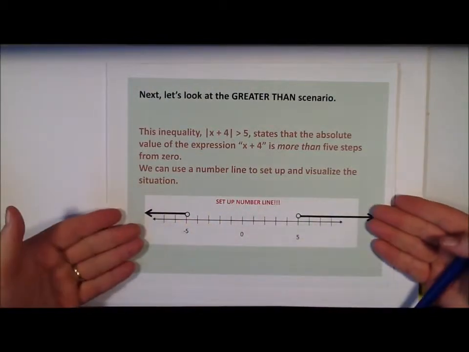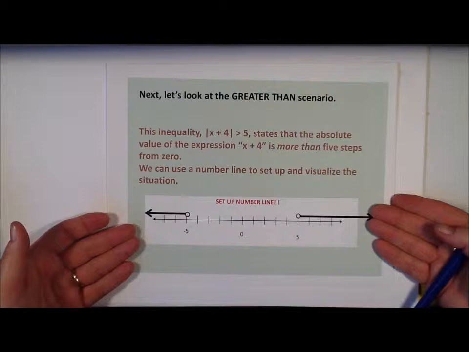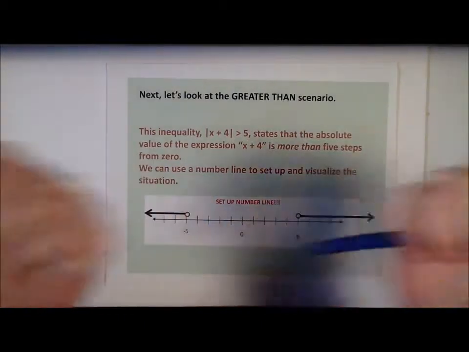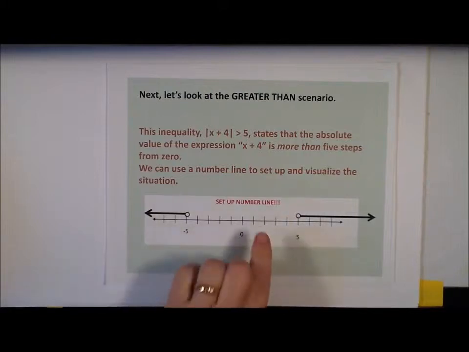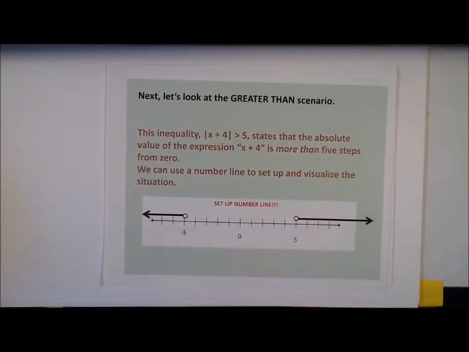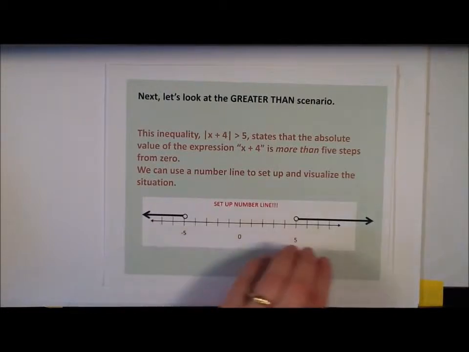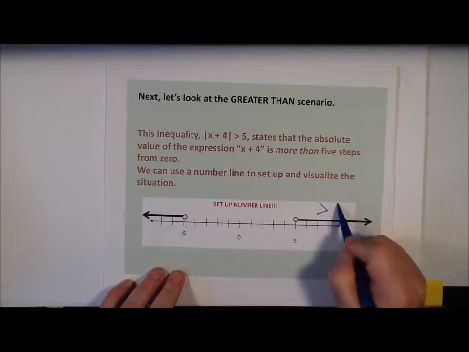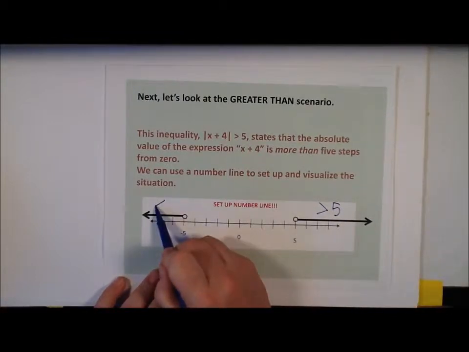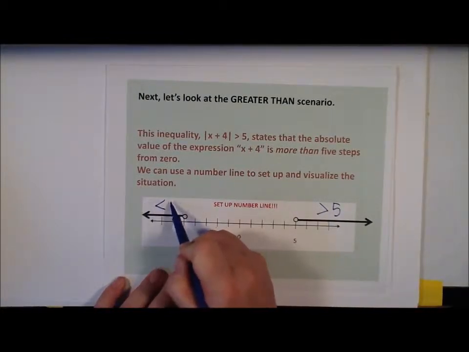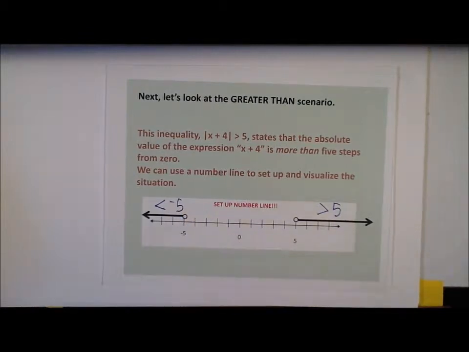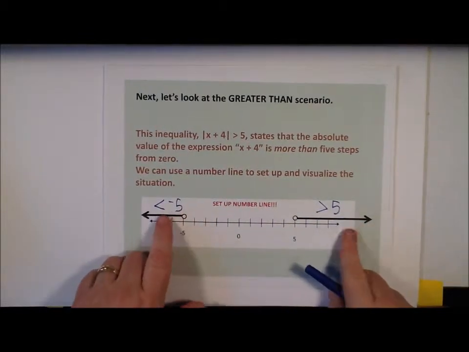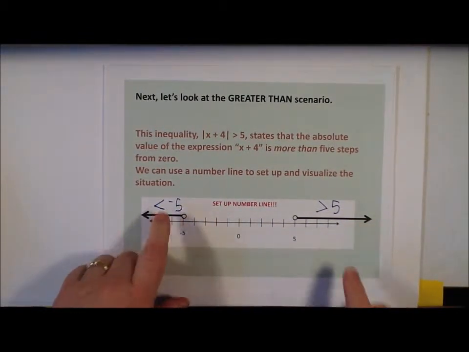And we've used a number line to set up and visualize the situation. And because it's a greater than scenario, it's pointing outward. So this is just my setup. So I know that my partner equations are going to be set to this and this. So greater than 5 or less than negative 5. And remember, we have to remember to do that flipping thing.